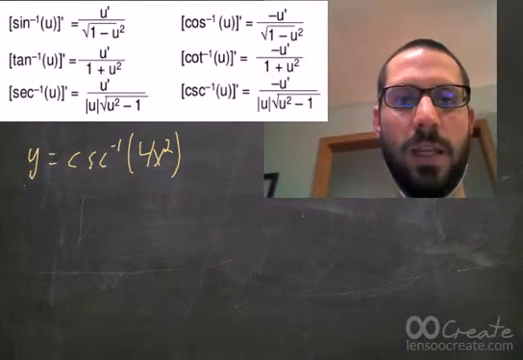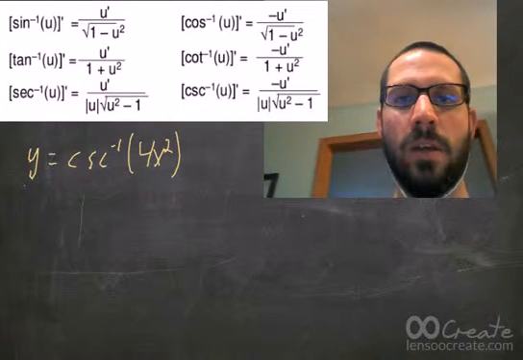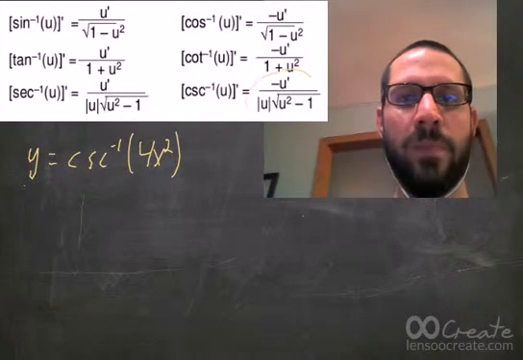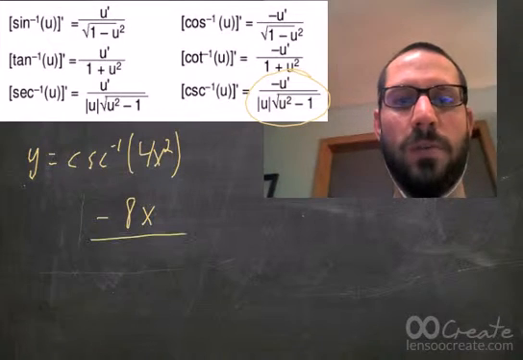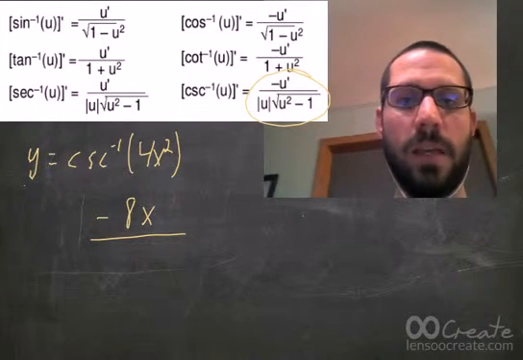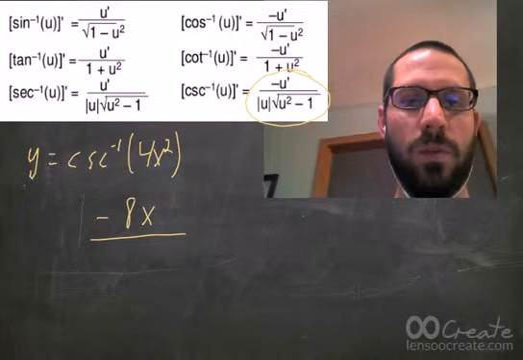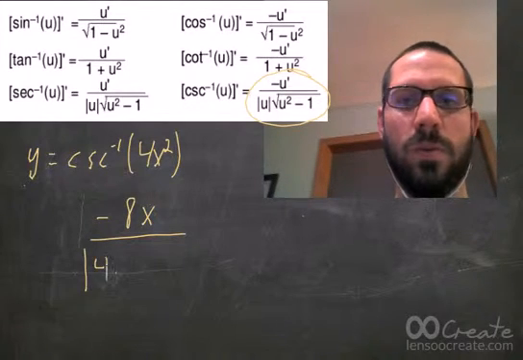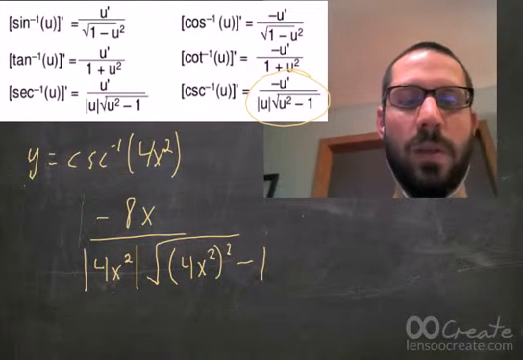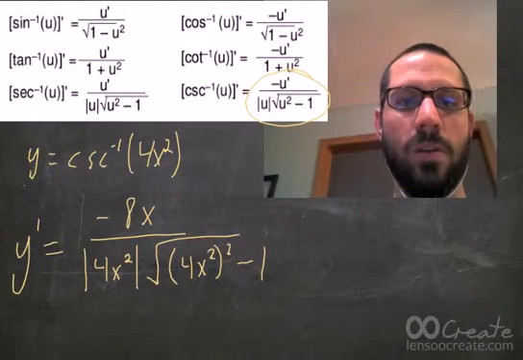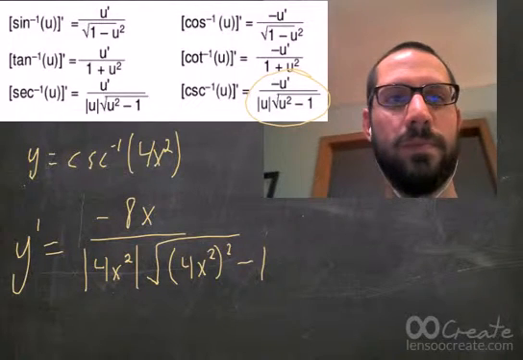Number 4, y equals cosecant inverse of 4x squared. Got our cosecant inverse formula right here. Negative u prime, u would be 4x squared, derivative of that is 8x, negative of that, over the absolute value of u times the square root of u squared minus 1. Got our inverse cosecant derivative.